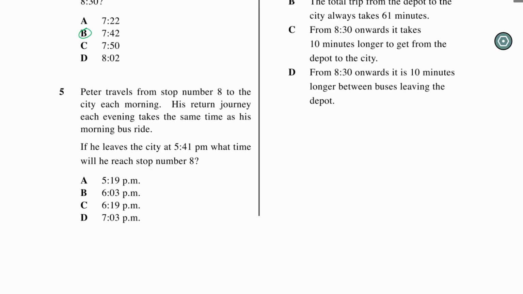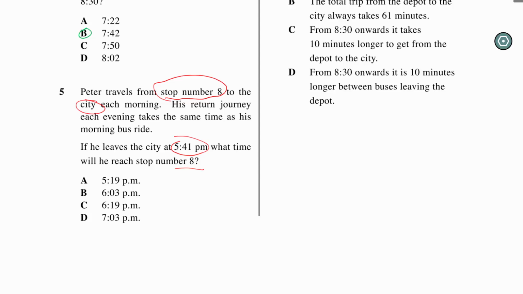So question 5. Peter travels from stop number 8 to the city each morning. His return journey each evening takes the same time as his morning bus ride. If he leaves the city at 8:41 p.m., what time will he reach stop number 8? So we can see that his stop is number 8, and he travels to the city each morning.